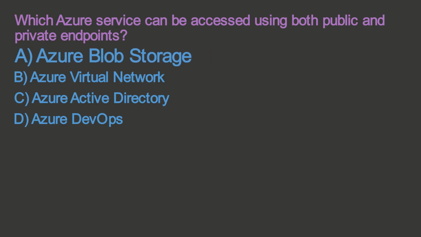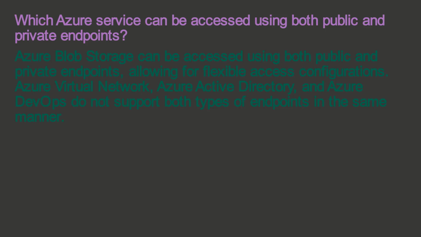The correct answer is A. Azure Blob Storage can be accessed using both public and private endpoints, allowing for flexible access configurations. Azure Virtual Network, Azure Active Directory, and Azure DevOps do not support both types of endpoints in the same manner.